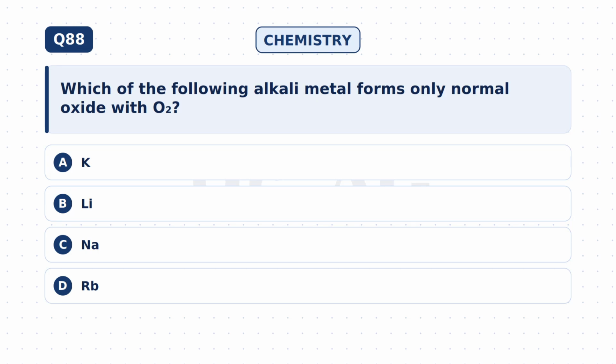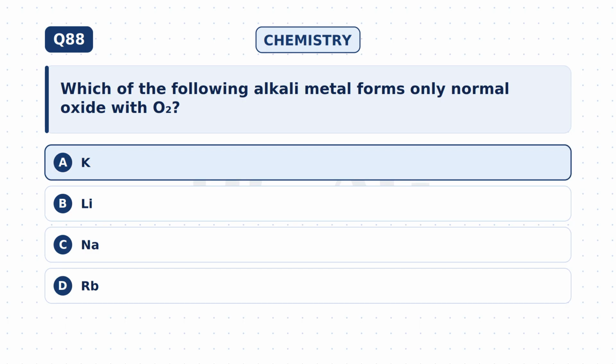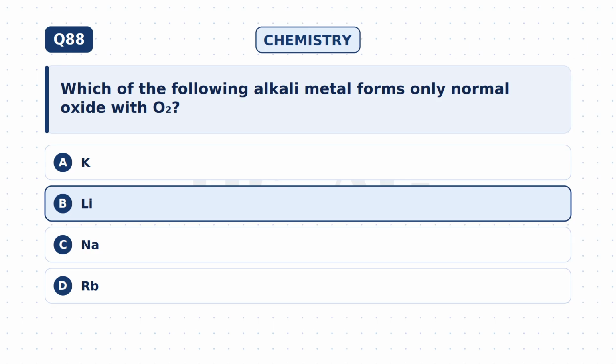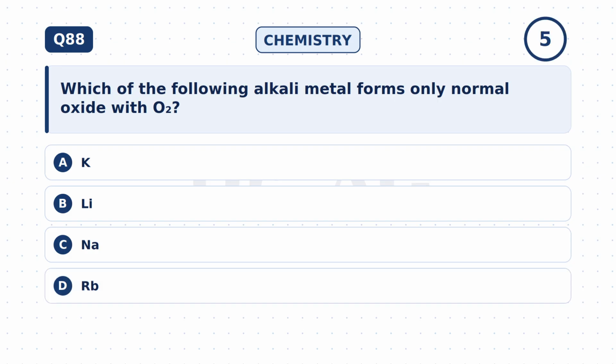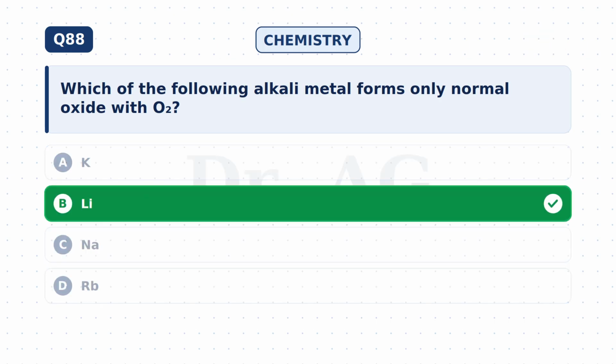Question 88. Which of the following alkali metals forms only normal oxide with oxygen? Option A, K. Option B, Li. Option C, Na. Option D, Rb. The correct answer is B, Li.